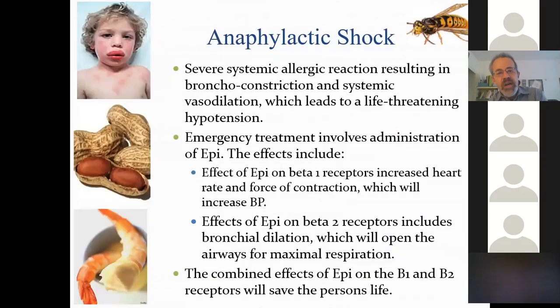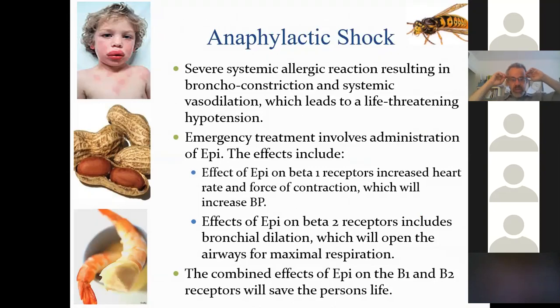The other involvement of the sympathetic system is the response to anaphylactic shock. We haven't spoken about anaphylactic shock. It is a very severe allergic reaction. Some of you have experienced this before, or maybe you know someone who has. This can lead to constriction of the bronchioles, dilation of blood vessels, and a life-threatening drop in blood pressure. It can lead to a lot of life-threatening situations.